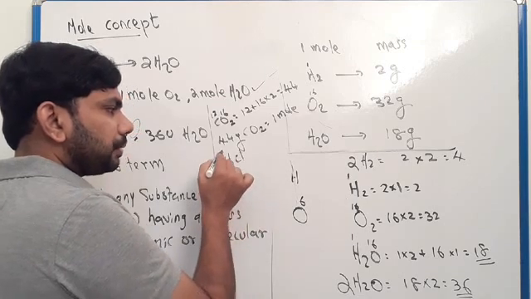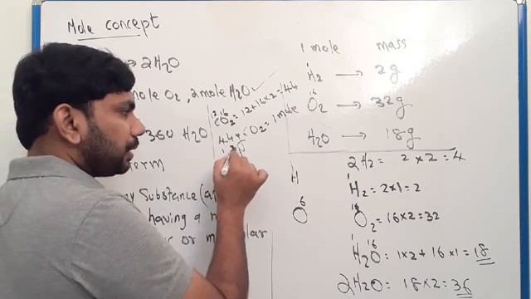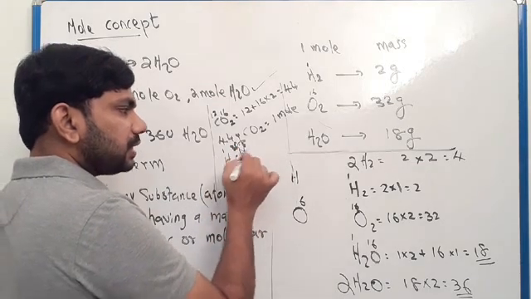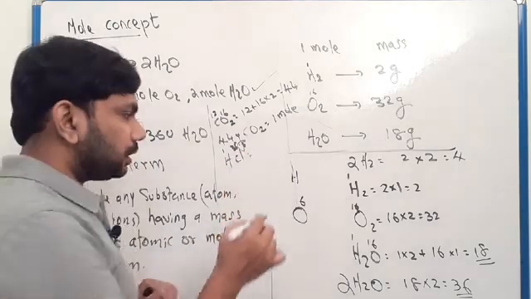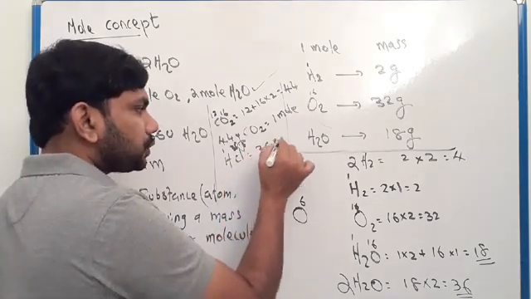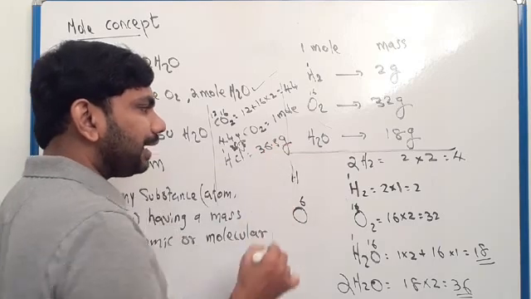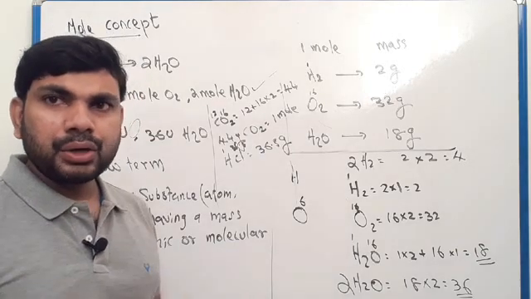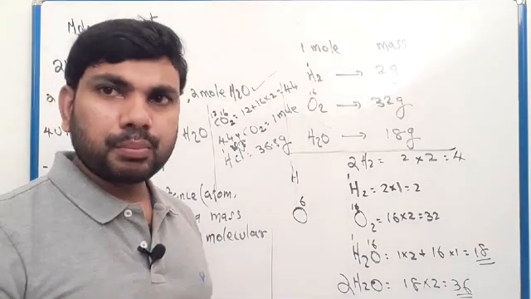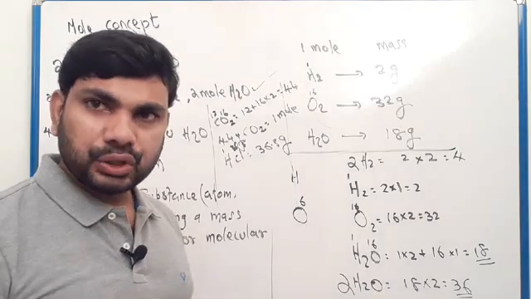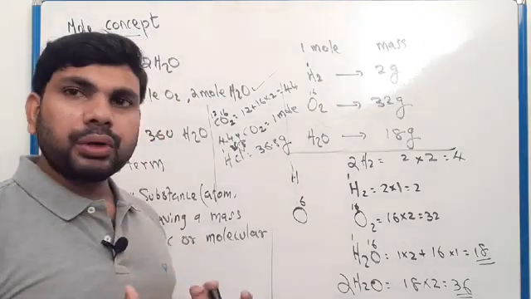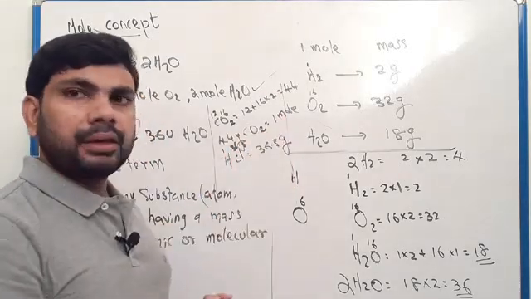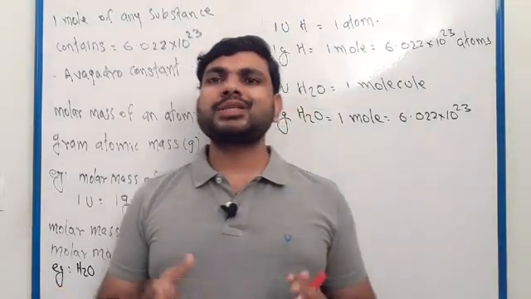HCl. Hydrogen atomic mass 1, chlorine atomic mass 35.5. So total molecular mass of HCl is 35.5 plus 1, 36.5. So you take 36.5 gram HCl, hydrogen chloride, so it will be 1 mole. So 1 mole of any substance, 1 mole of atom or 1 mole of molecule, will be equal to its atomic mass or molecular mass in gram. Clear? Here we discuss mole.